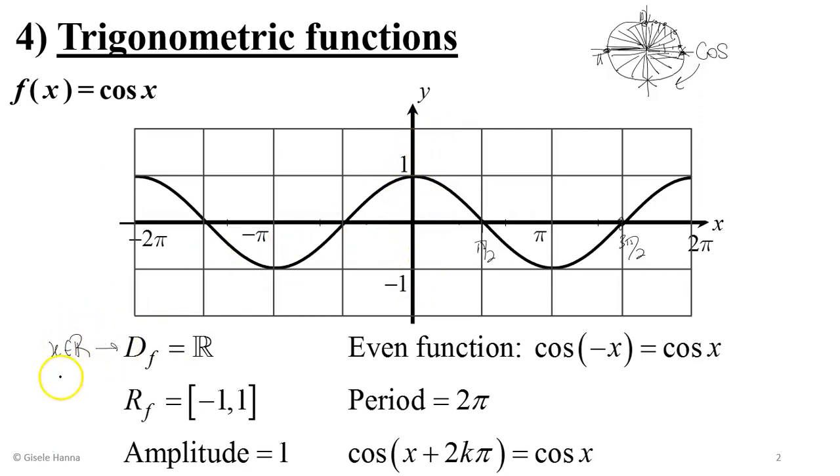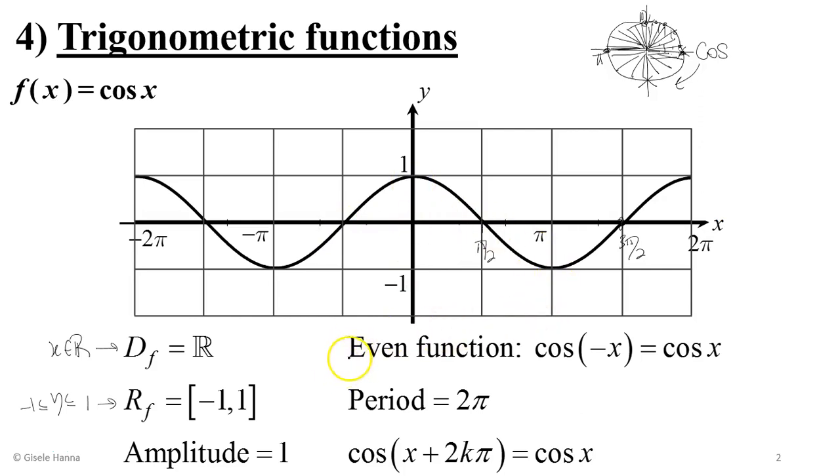Again, y is ranging between -1 and 1. So the range of the function is the interval [-1, 1]. Again, the amplitude is still 1, because the distance from y equals 0 to the extrema of the curve is 1 unit to each of the extrema.